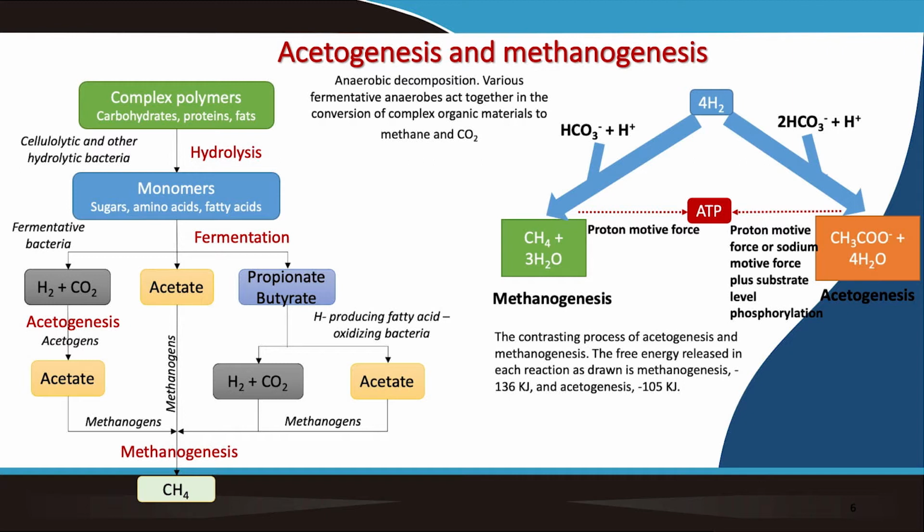There are acetogenic bacteria that will convert H2 and CO2 to acetate. This acetate will be taken up by methanogenic bacteria and converted to methane. The organic acids will be taken up by hydrogen-producing fatty acid oxidizing bacteria. They will again form these intermediates of hydrogen, carbon dioxide, and acetate, which will again be taken up by methanogenic bacteria and converted to methane. So we have two major processes: methanogenesis and acetogenesis.